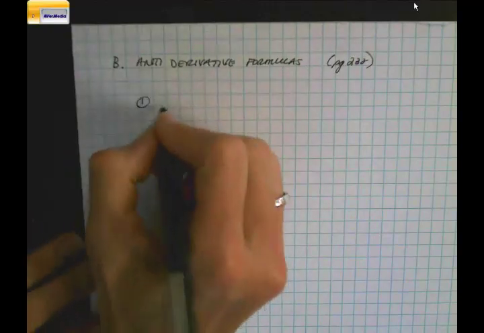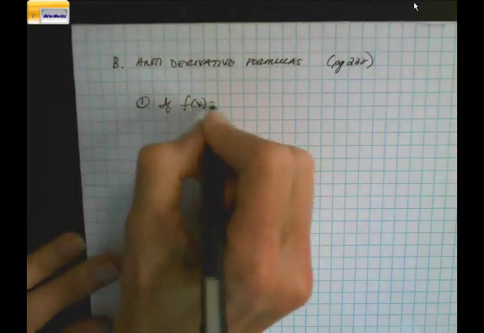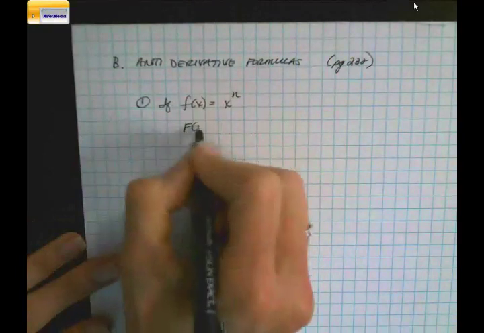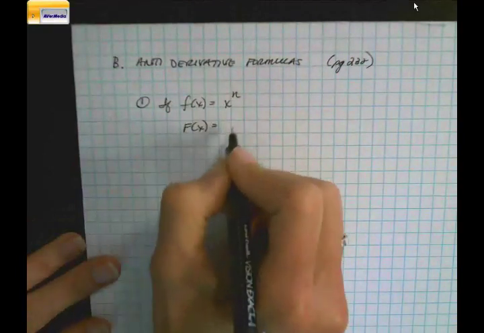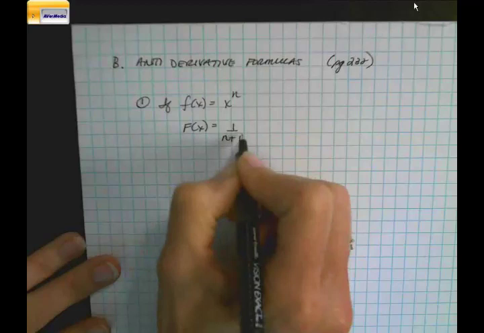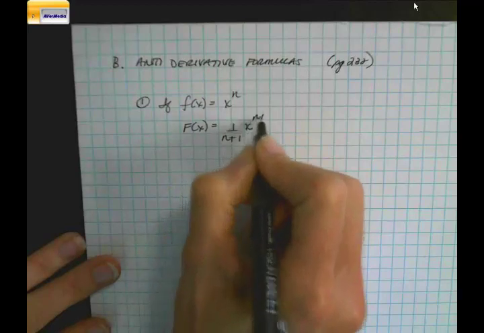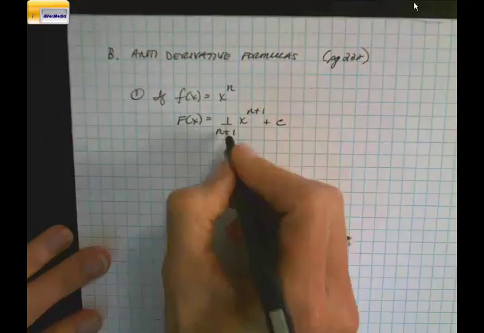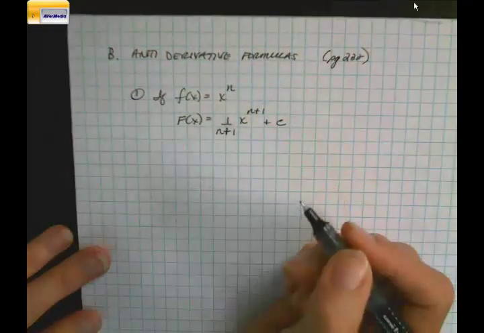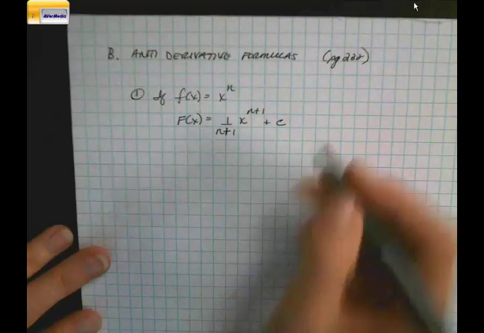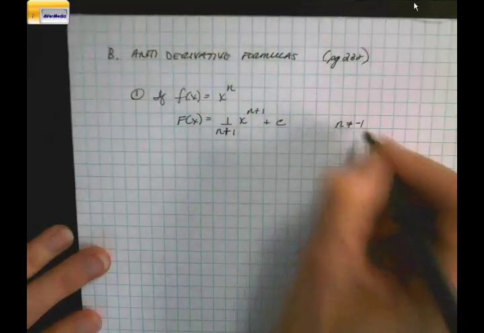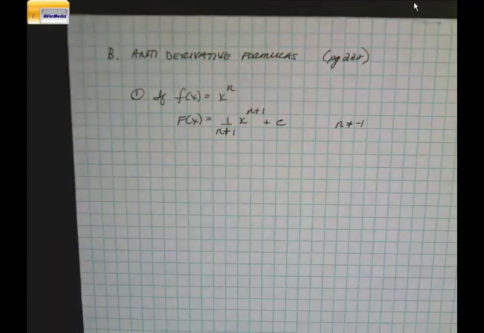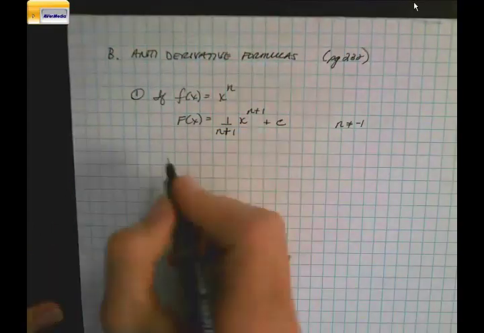Okay, but here's the first one. It says that if f of x equals x to the n, like x cubed or something, then your antiderivative, capital F of x, is 1 over n plus 1, x to the n plus 1, plus c. Okay, so that's your pattern. And we'll do some examples to kind of reinforce that pattern. And of course, they have to put on here that n cannot be negative 1, because that would make a zero denominator, which is undefined.